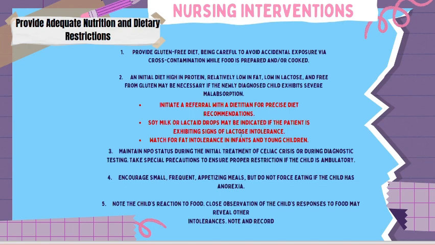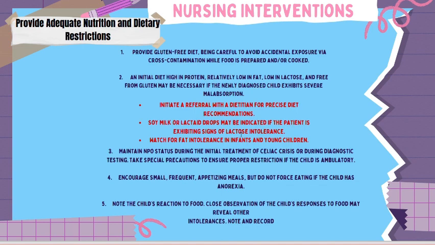Number two, an initial diet high in protein, relatively low in fat, low in lactose, and free from gluten may be necessary if the newly diagnosed child exhibits severe malabsorption. For example, initiate referral to the dietitian for precise diet recommendations. Next, soy milk or lactase drops may be indicated if the patient is exhibiting signs of lactose intolerance, and watch for fat intolerance in infants and young children.